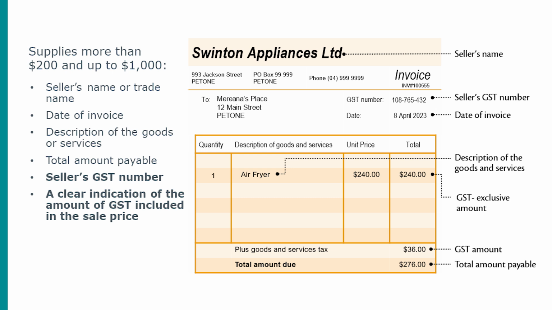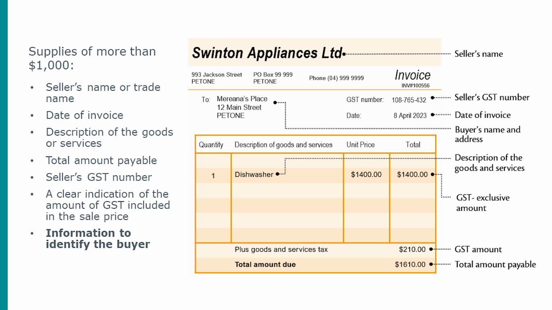For supplies of more than $200 and up to $1,000, your taxable supply information must show all the previous details, plus the seller's GST number, and a clear indication of the amount of GST included in the sale price. For supplies of more than $1,000, your taxable supply information must show all of the previous details, plus information to identify the buyer of the goods or services.